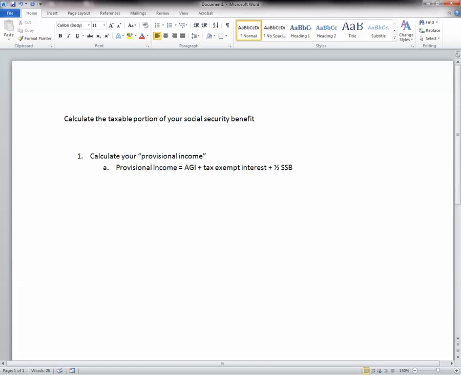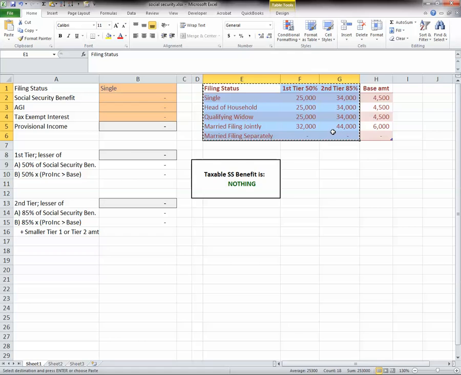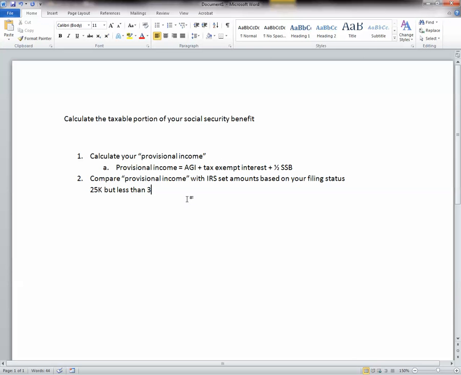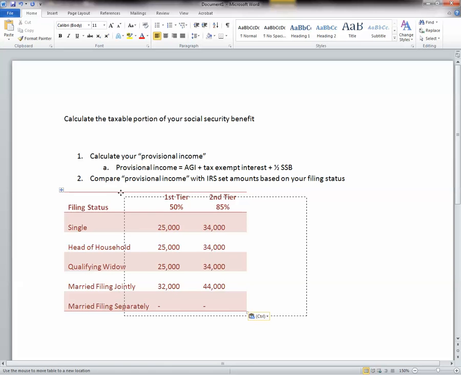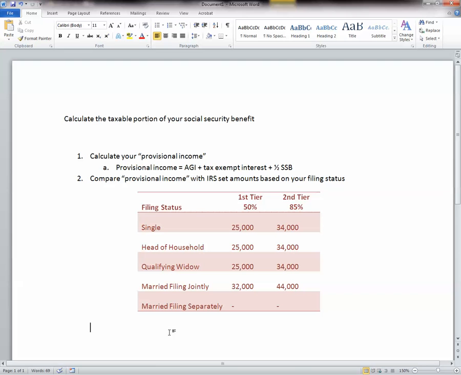And then using that provisional income, you need to compare provisional income with IRS set amounts based on your filing status. If your provisional income is less than 25,000, none of your Social Security benefit is taxable. But if it's greater than 25 but less than 34, we'll just copy this table here. Move that over. So you compare your provisional income with the IRS set amounts.